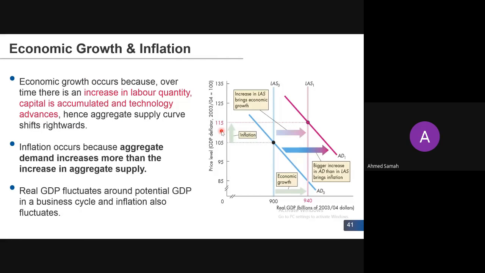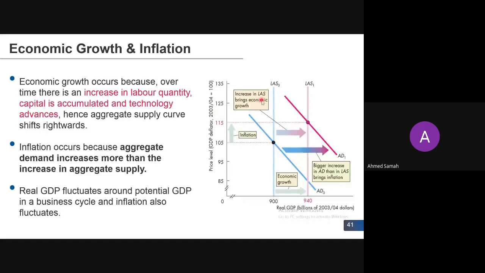So now we will talk about economic growth and how it is related to inflation, and how growth leads to inflation. So economic growth occurs because over time there is increase in labor quantity, capital is accumulated, and technology advances. Hence, aggregate supply shifts right. Yeah. So in the previous lecture I said that economic growth occurs because of more efficiency of the resources we have. If we have more resources, then we can experience economic growth. Then it is the PPF shifting outward.